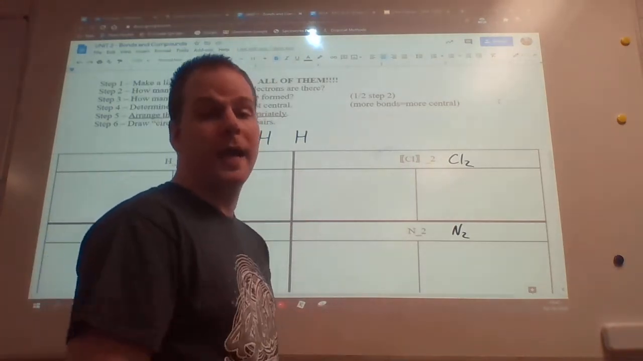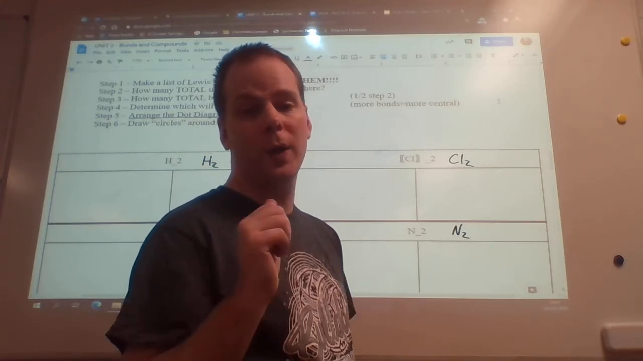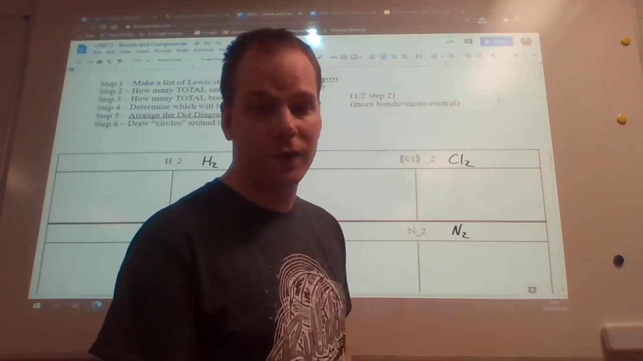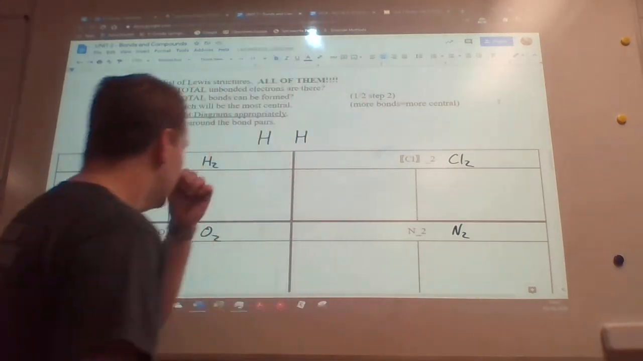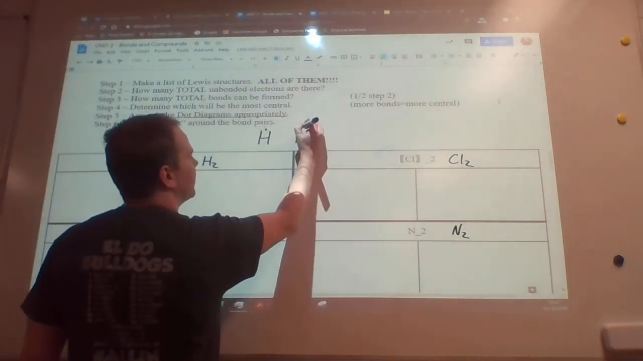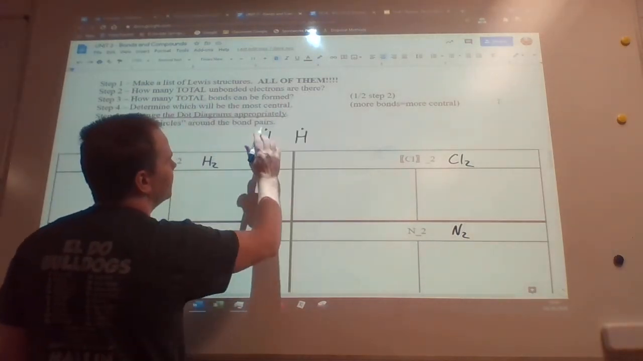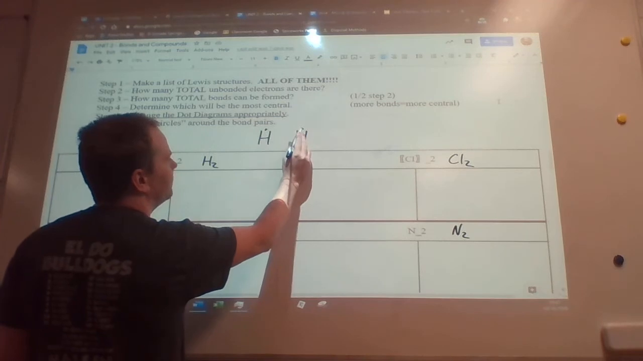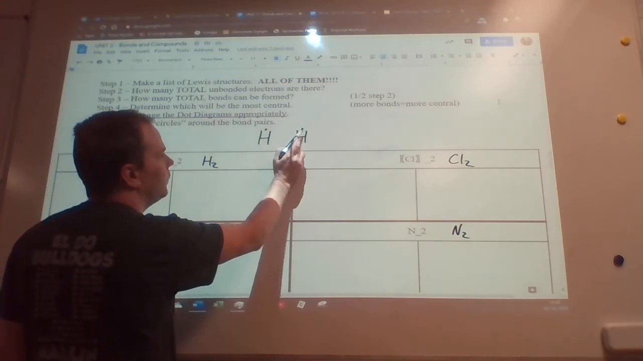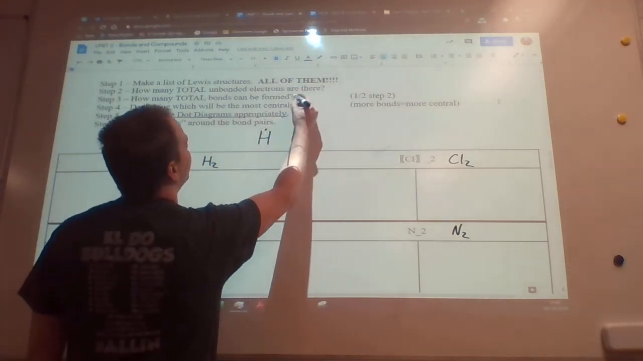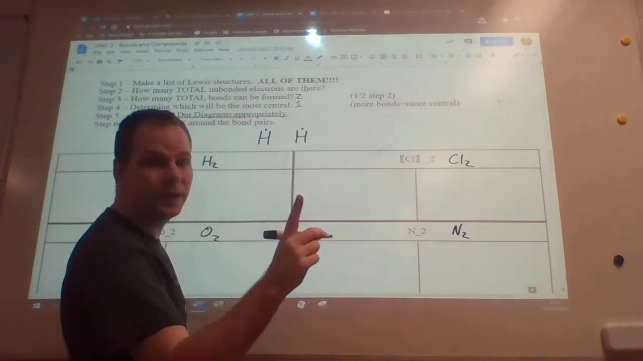So, again, hydrogen is in group 1, so it gets 1. Then anything in group 17 gets 7, 16 gets 6, 15 gets 5, and 14, which is just carbon, gets 4. So hydrogen gets 1 valence electron each. Now, how many total unbonded electrons are there? Well, there are 2. There's 1 in this hydrogen and 1 in this hydrogen. How many bonds can be formed? Well, it takes 2 electrons to form a bond, so half of this number is going to be the answer for this question. So there's only going to be 1 bond in this molecule.